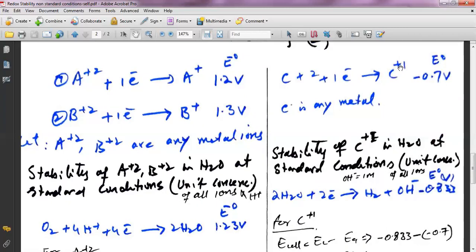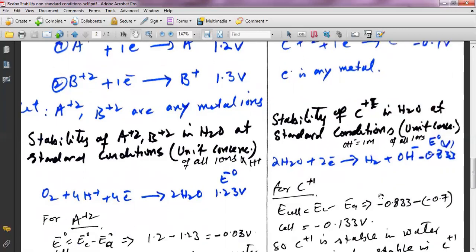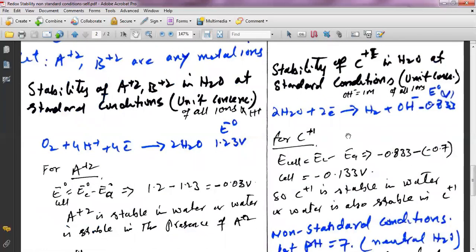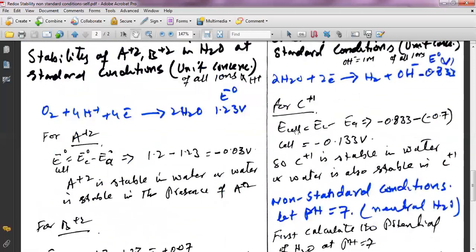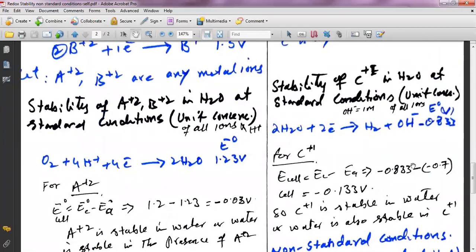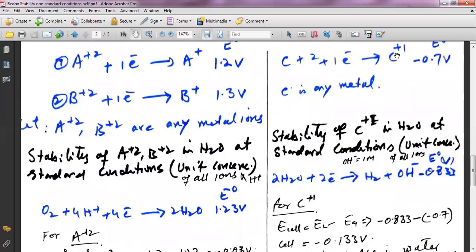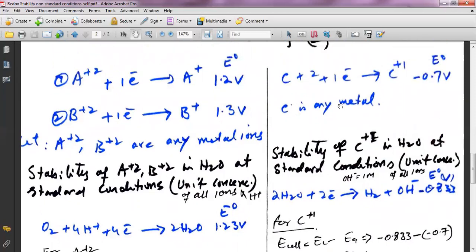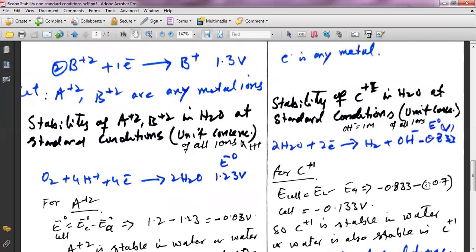So when you discuss the stability of the reduced form, you have to take this water half cell as a reference at the cathode. So stability of C plus 1 in water at standard condition. Just look at first at standard condition and then we move to the non-standard condition. Again, you can calculate the cell potential, E cathode minus E anode. E cathode in this case is minus 0.833 volt because this half cell is going to reduce and reduction must be at the cathode, and this is going to be oxidized. That's why I have taken minus 0.7 at the anode.